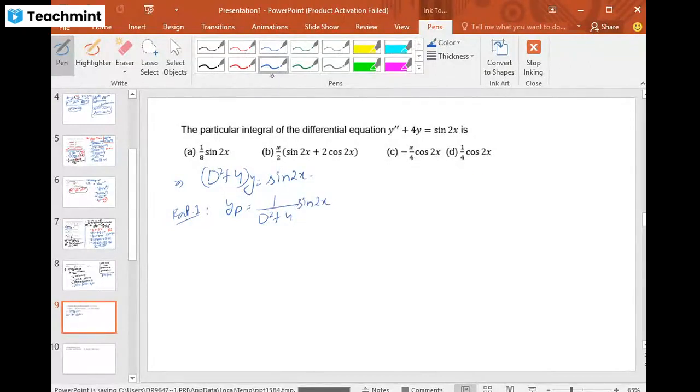Now in case of sine and cosine, the property is 1 upon f(D) of sin ax is equal to 1 upon f(D), replacing D² equal to minus a², times sin ax. But the condition is that f(D), on replacing D² equal to minus a², should not be equal to 0. So what is a here? Here it is 2. So what is D²? It is minus 2², that is minus 4. It means that D² + 4 is 0.